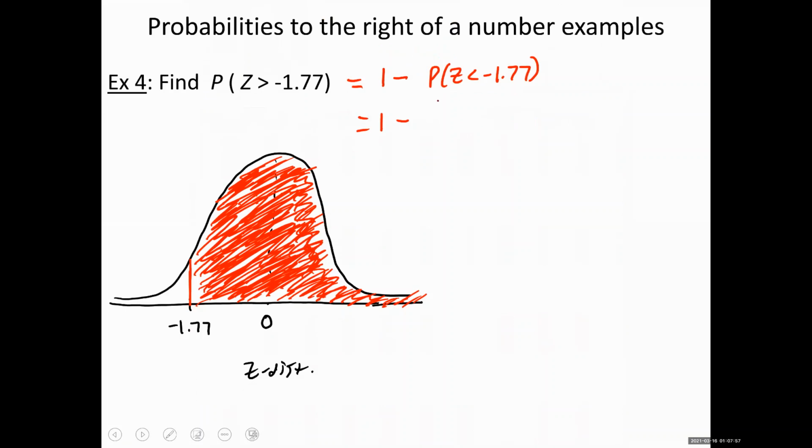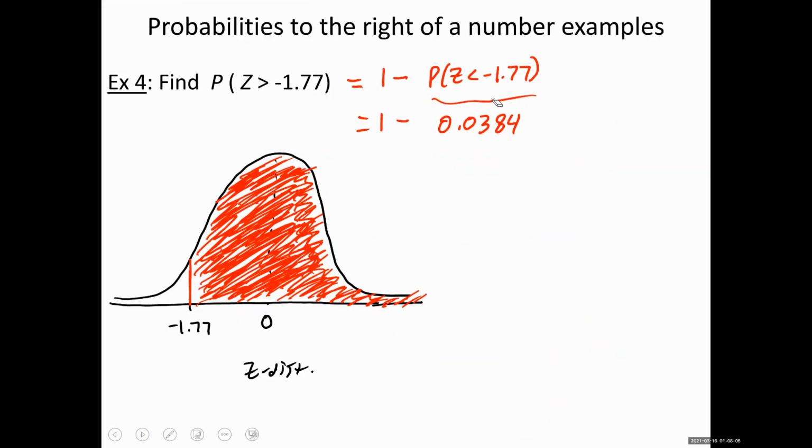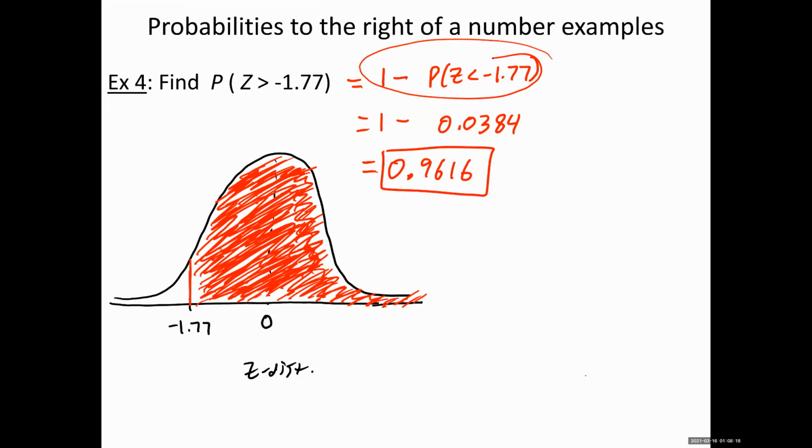0.0384 is the answer to this part. Let me see if I copied that right. 0.0384. Yeah, that's right. Okay. And then you do 1 minus that. So you have to calculate 1 minus that, and the answer is 0.9616. Okay, so it's 2 extra steps. You write the formula. This part you have to look up on the table, but then you have to do 1 minus that and get your answer. So instead of just writing the answer, you have to do 2 other little things.